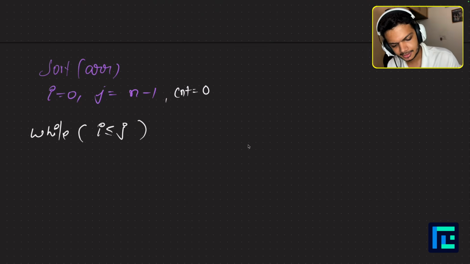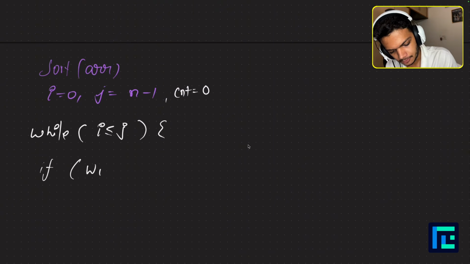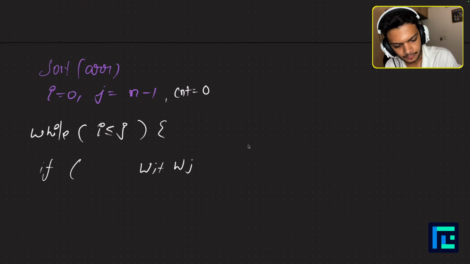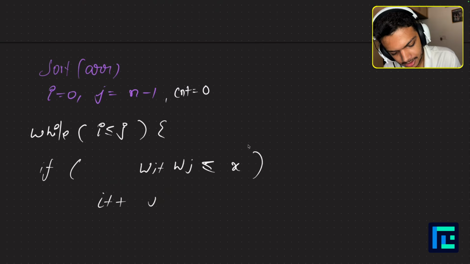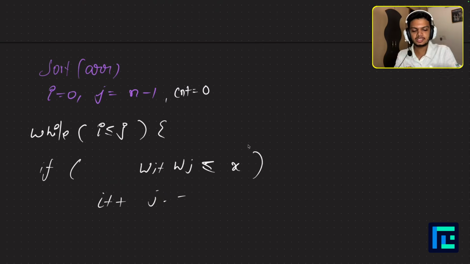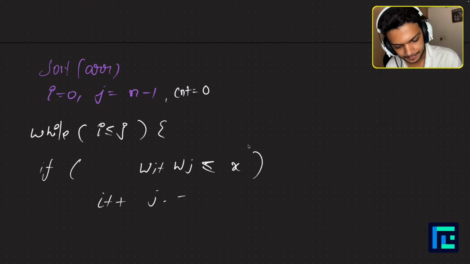If this is the case, what you'll do is you'll first check if weight of I plus weight of j is less than or equal to x. If this is the case, you do I plus plus, j minus minus. That is, you put these two guys in the same gondola, and yeah, fine.